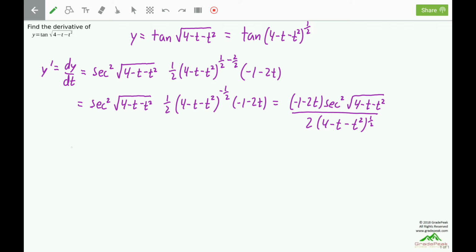The only thing left to do is perhaps factor a negative out of the first expression in the numerator. So we'll move a negative out, and we'll have a 1 plus 2t. Maybe looks a little nicer then. And we have a secant squared of the square root of 4 minus t squared. And all of this divided by 2 times. Now 1/2 power means first power and second root or square root. So just square root of 4 minus t squared. And there's our derivative, y prime, or dy dt.